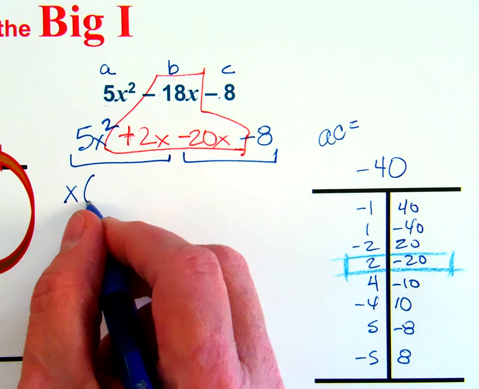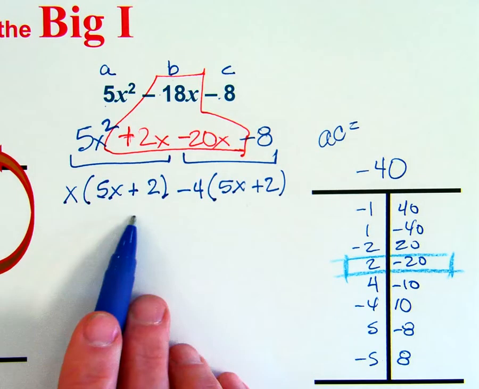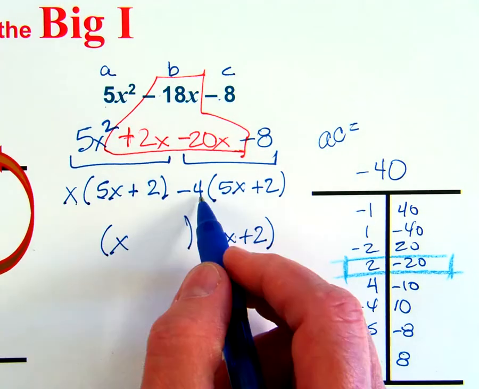Okay, now we're going to undistribute, or factor, from the first and from the last. So what do the first term and the last term have in common? Well, they have 5x plus 2 in common. After I took that out of the first one, x was left. After I divided it out of the second one, minus 4 was left. There we have our two factors. This is now factored. Okay?